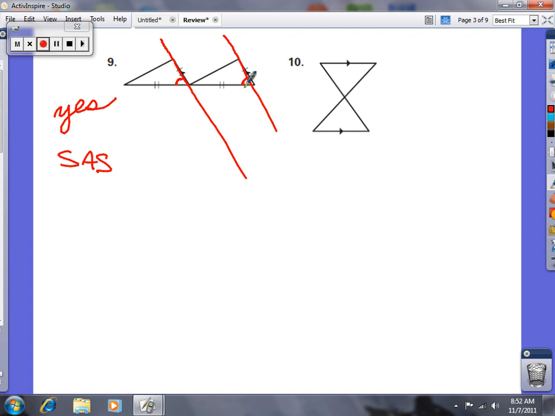Look at number 10. Here's what we got on 10. 10 is the same thing. So Kenzie, when you see these arrows, that means these lines are parallel. So this guy and this guy, they're parallel. Look at this transversal right here. If I draw a little arc right there, Kenzie, this top left angle, which one does it match up with? The bottom left angle.